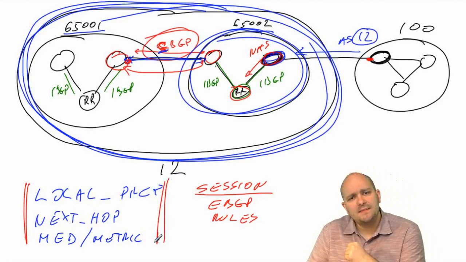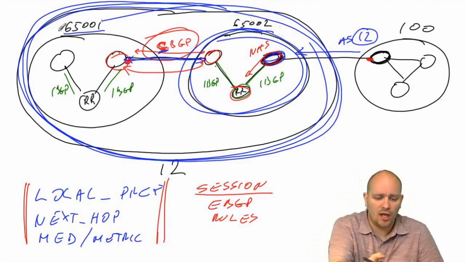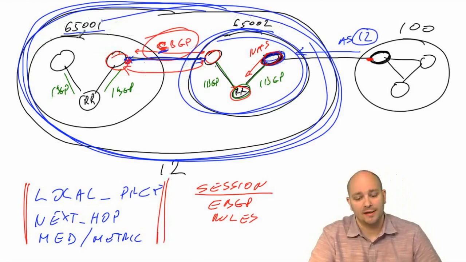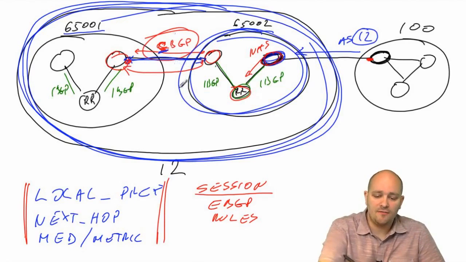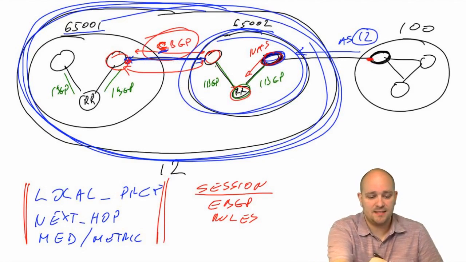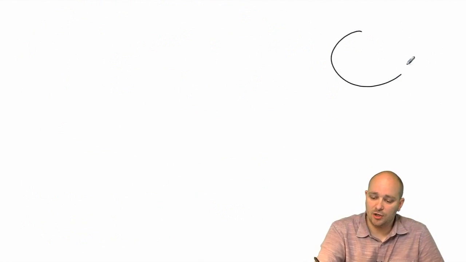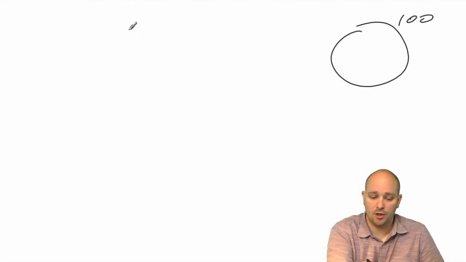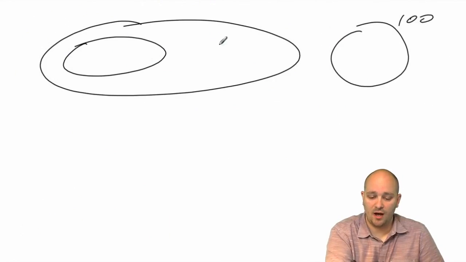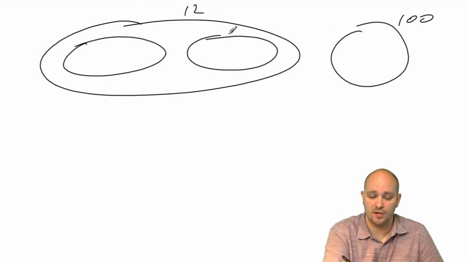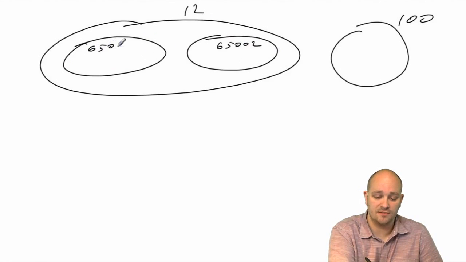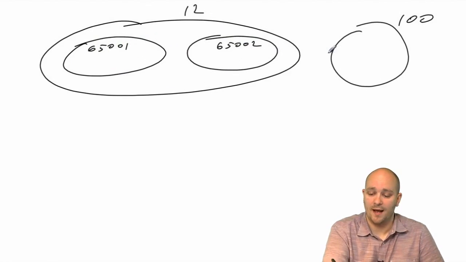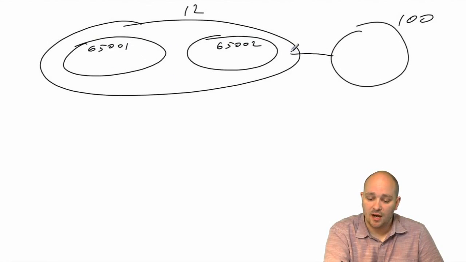But what about the AS path? How does the AS path look between these members here? Well, that's very good if you ask yourself that question. Let's go to the next page. So let's say here that we have our AS, what was it? AS 100. And here we have our 2 autonomous systems. So this one is 12, this one is 65002, and this one here is 65001.